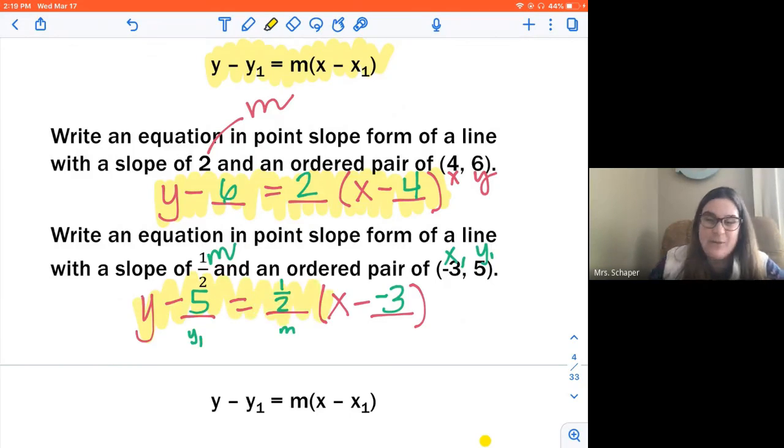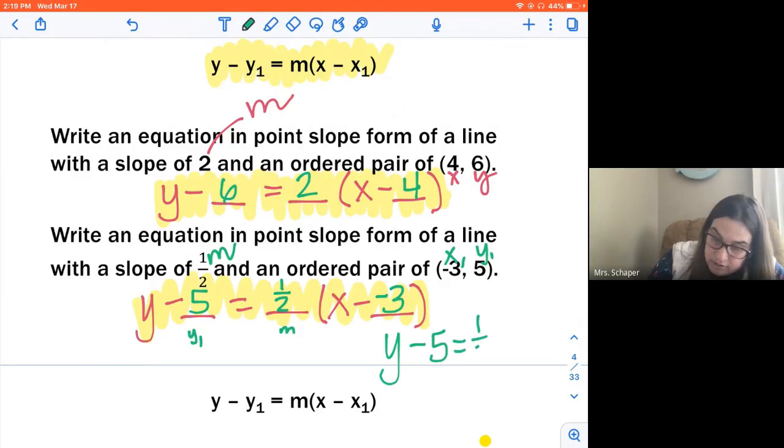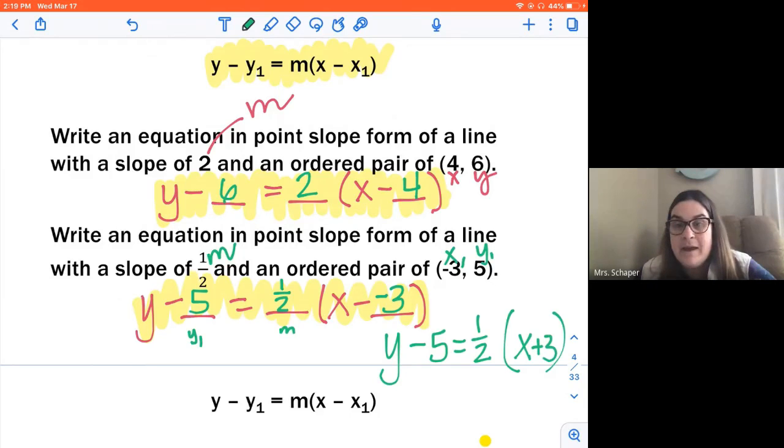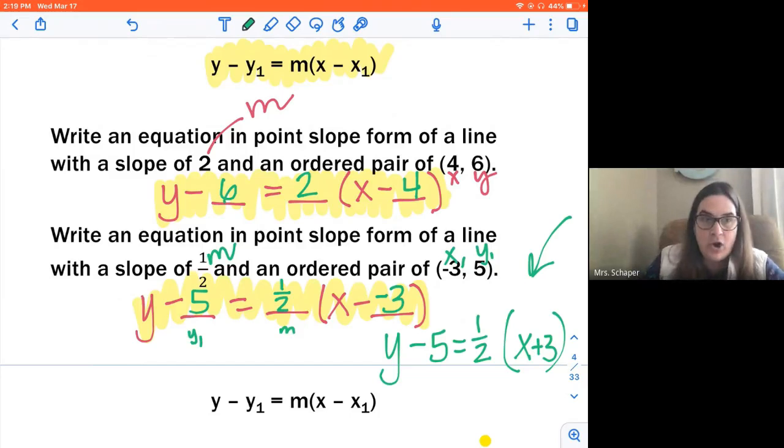Now, some of you might say, can we just add up for that x minus -3? Absolutely. This is the simplified version of that equation. All right. And actually, I'd prefer to see it written this way rather than subtracting a negative simply because it's more open. Okay. That's the only reason why I'd like to see that. Okay. All right, here we go. Next one.